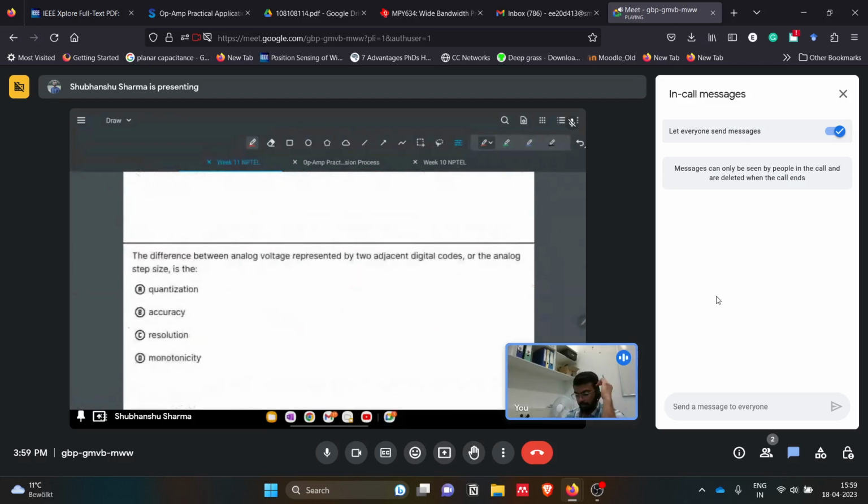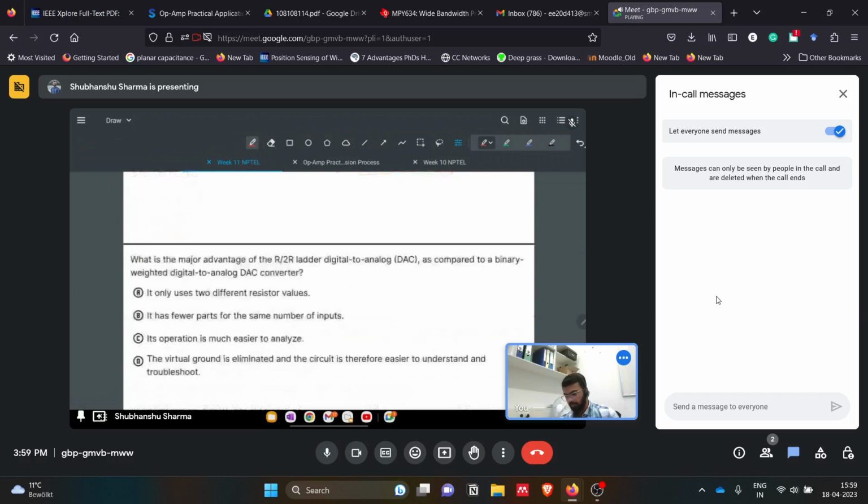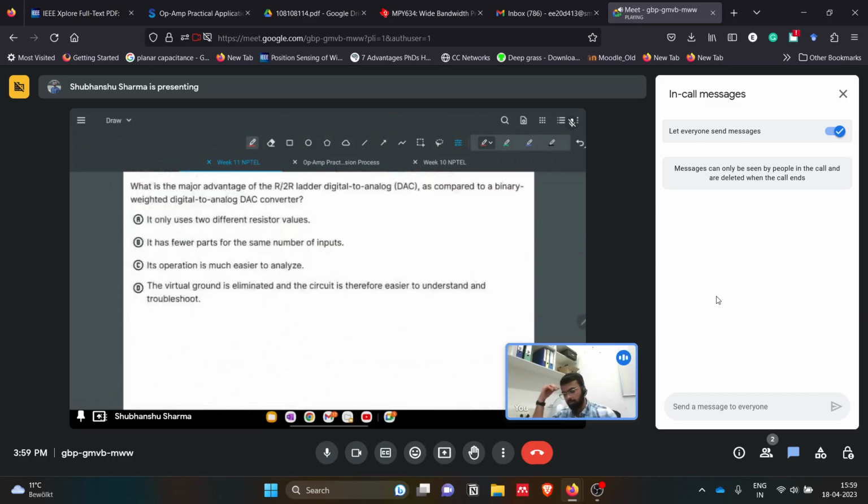The difference between analog voltage represented by two adjacent digital codes, or the analog step size. This is also the same, step size: the difference between two adjacent digital codes will give the step size, and step size, as I already told you, is the resolution. This is resolution. So what is the major advantage of an R2R ladder digital to analog converter as compared to binary weighted?